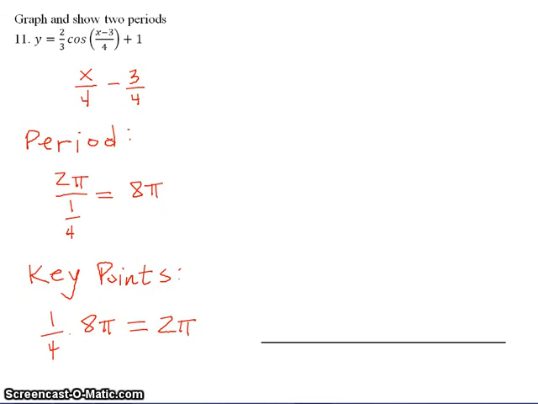Alright, so what I want to do right now is figure out an x value that will give me 0.